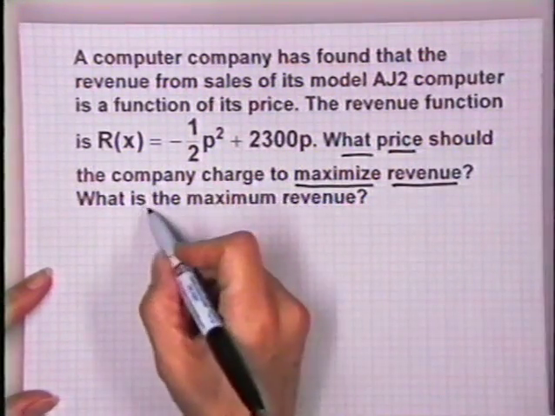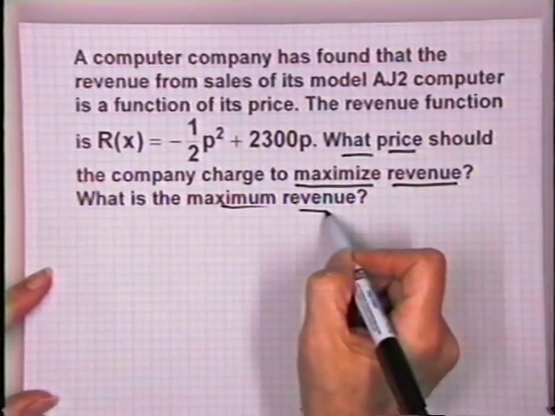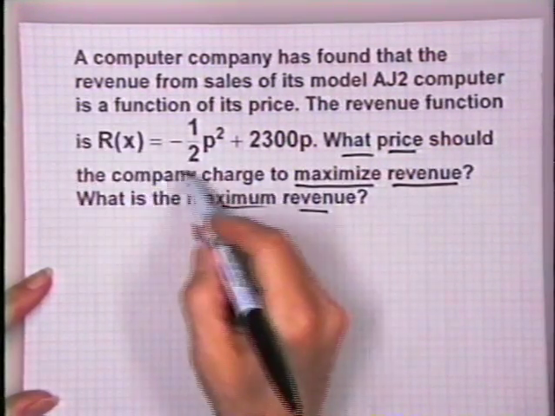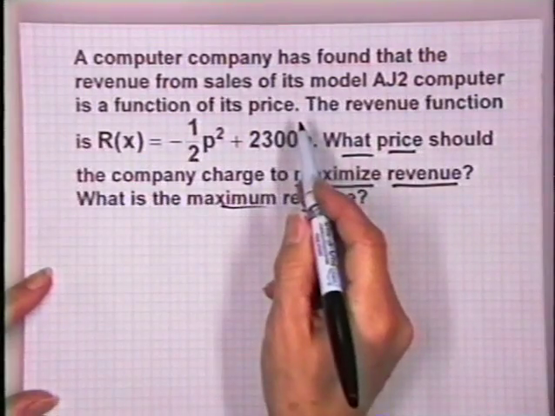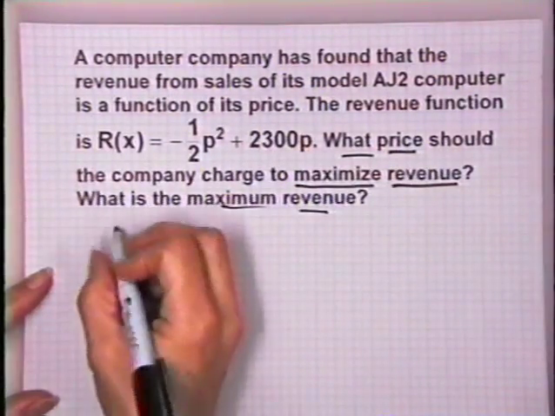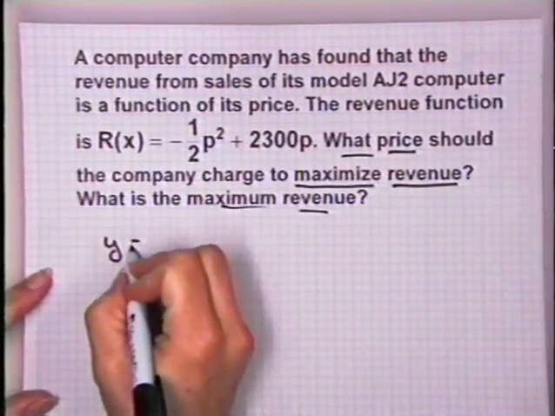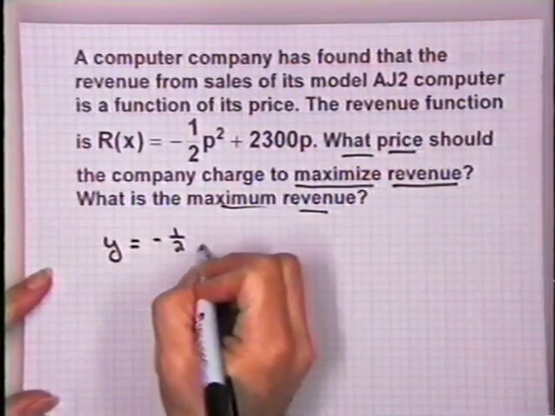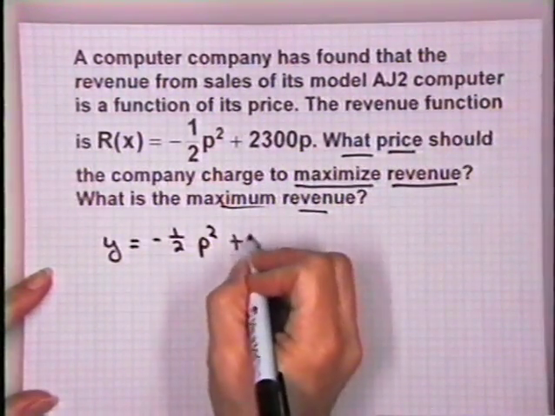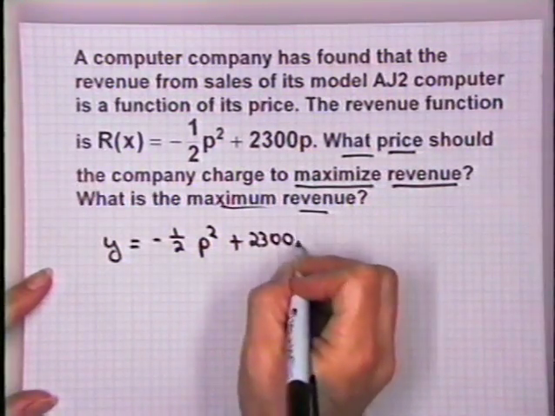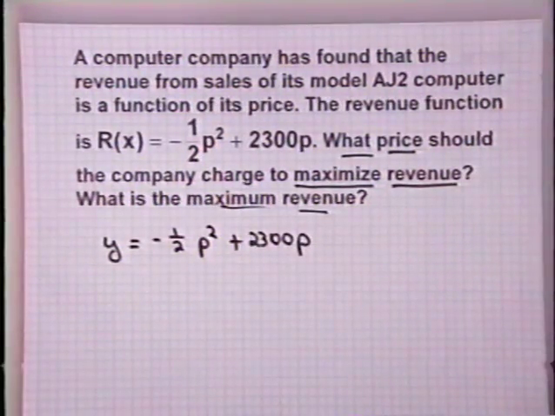And then it says, what is the maximum revenue? Okay? Now, look at your equation. What kind of an equation is this? I'm just going to change that r of x to a y for a second just to make it look a little bit easier. Negative 1/2 p squared plus 2300p. Isn't that just a quadratic function, just like we've been dealing with?